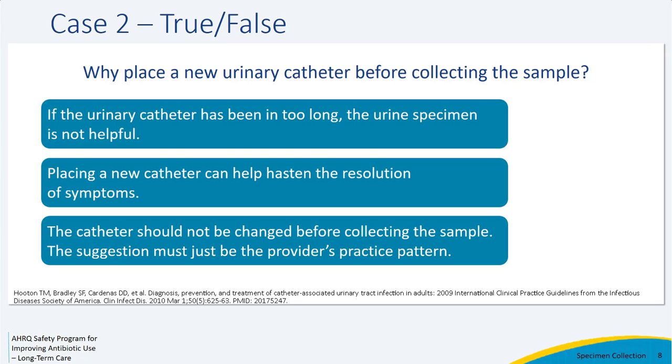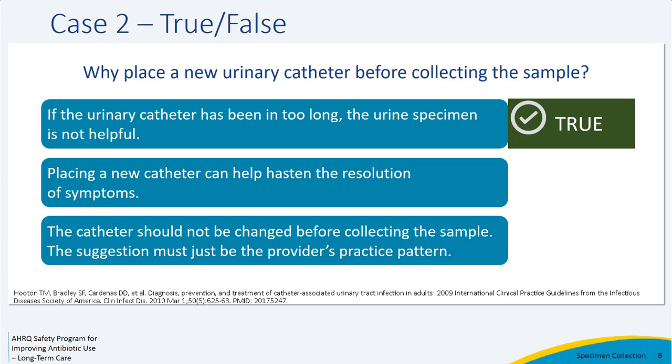1. The urinary catheter has been in too long. The urine specimen is not helpful. Is this true or false? This is true. The plastic surfaces on the catheter become coated with a biofilm soon after placement. This biofilm contains bacteria that may not necessarily be related to the resident's new symptoms.